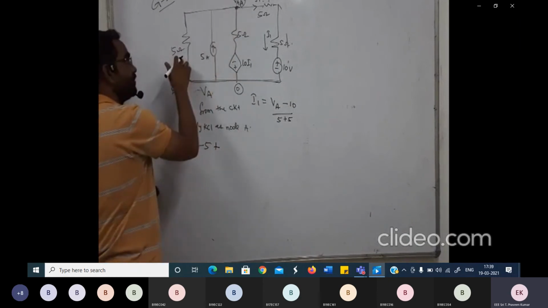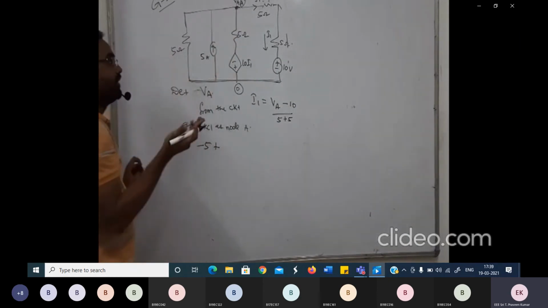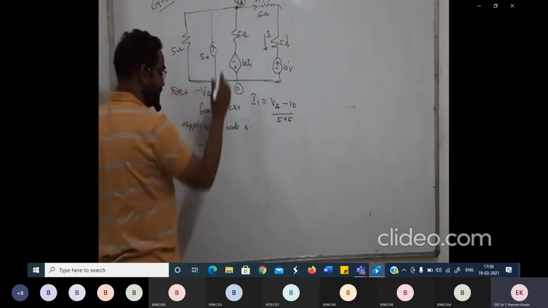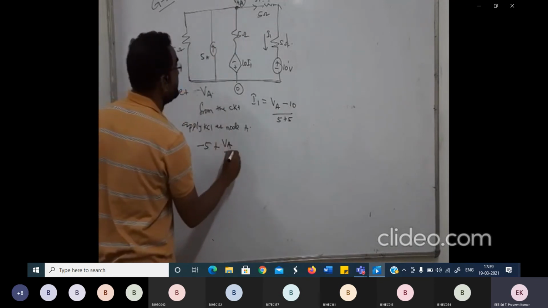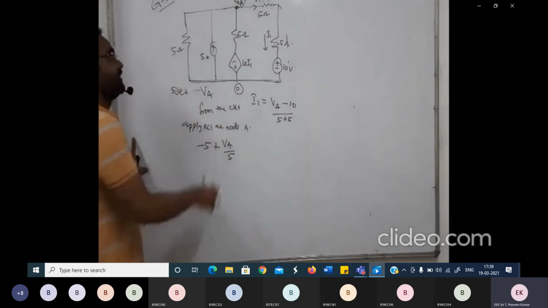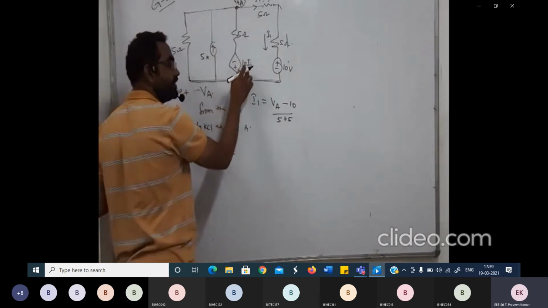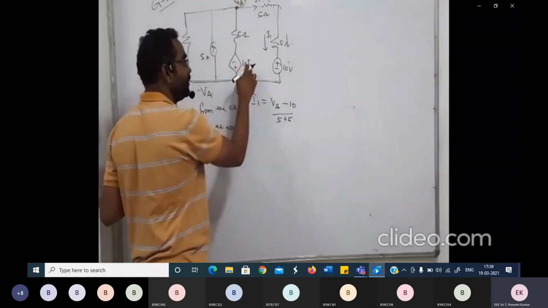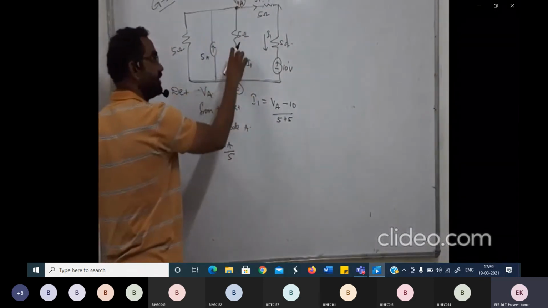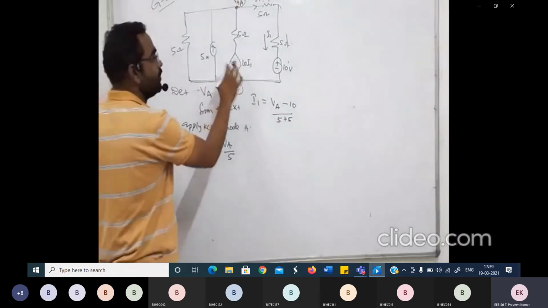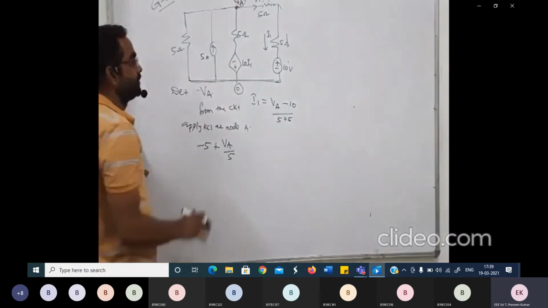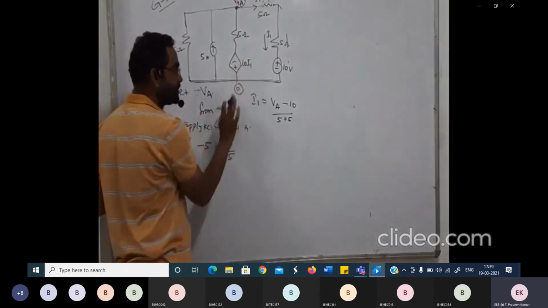Let us see the current flowing through the 5 ohm resistor. I told you, like always, we assume that this is a higher potential. So this is going to be VA divided by 5. Next, let us see the current going in this, because this is a voltage source, nothing but a current controlled voltage source. Now you write your equation, you just consider this as a voltage source, right? But what is its value? Its value is 10 I1.